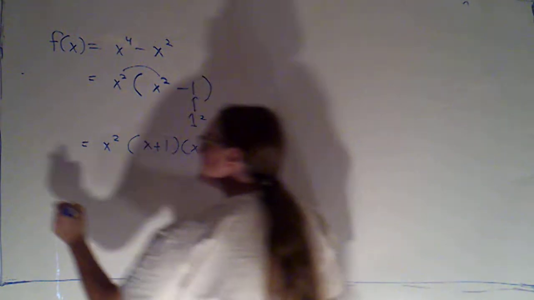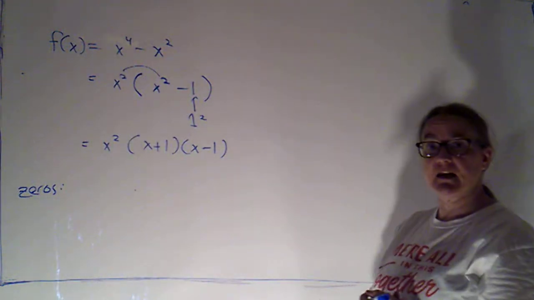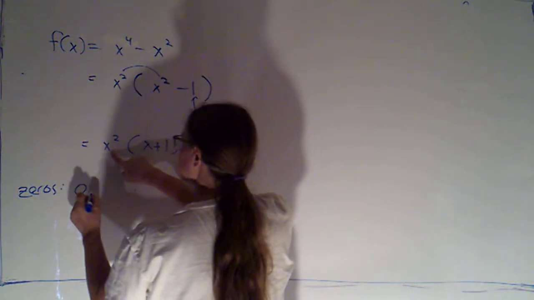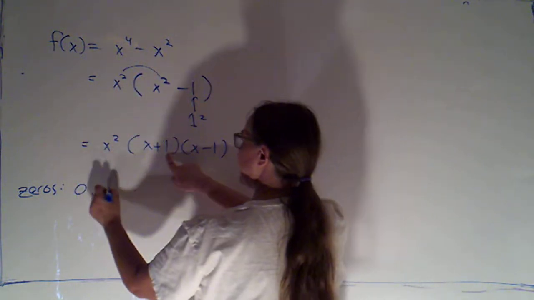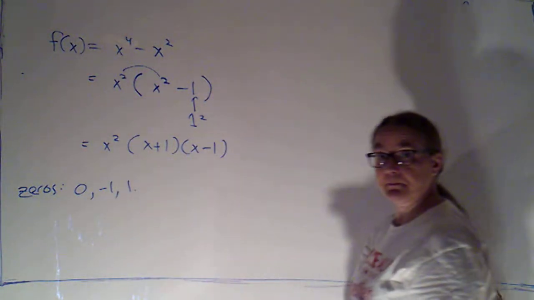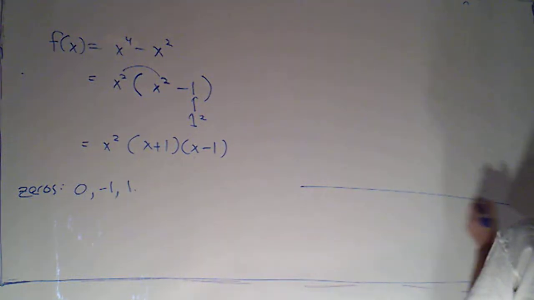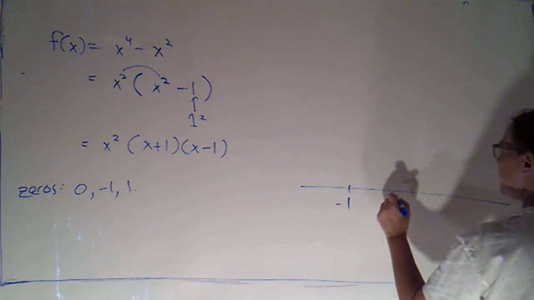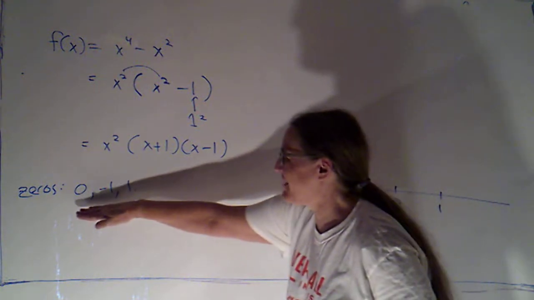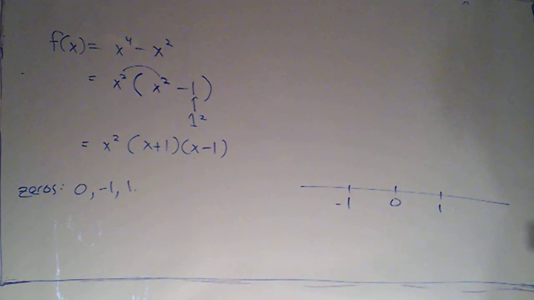So if I look at my zeros, which are just the x values that make this thing equal 0, I need to look at each factor. That's going to be 0 if x is 0. This will be 0 if x is negative 1. And this will be 0 if x is 1. So if I create a number line here, I can mark off negative 1, 0, 1. Do be careful. The order in which I found them here is not the same as the order in which they occur on the number line.